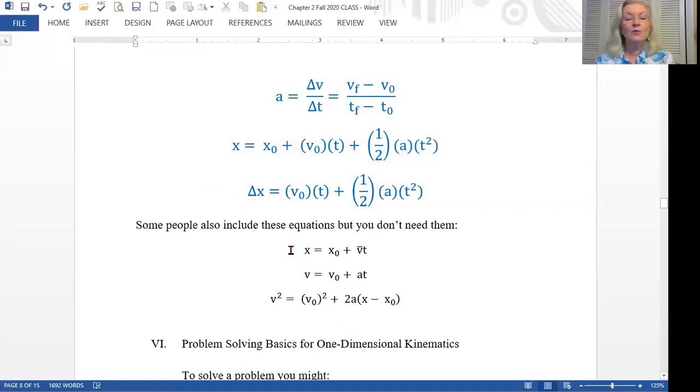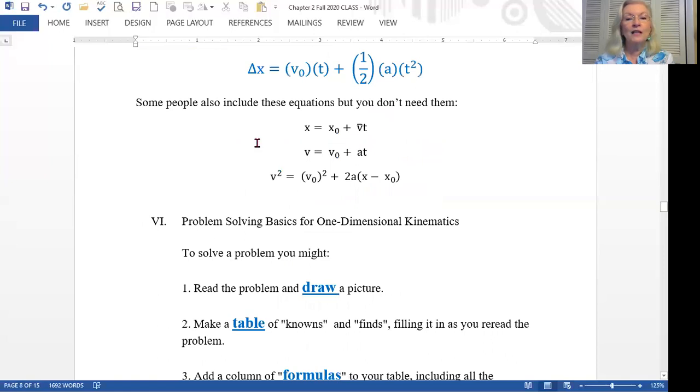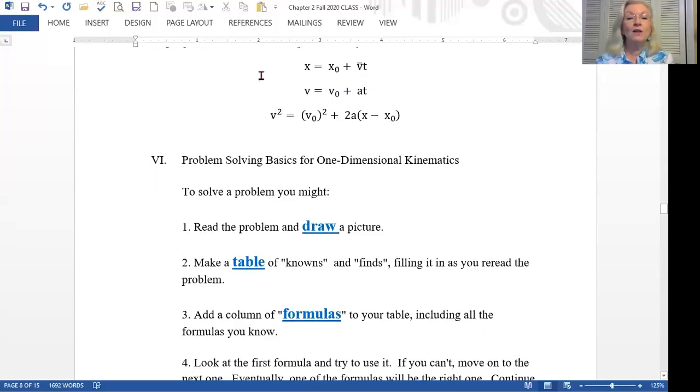Now, you really need to know 3 equations. You need to know delta x is v0t plus 1/2 at squared. You need to know that acceleration is v final minus v initial over t final minus t initial. And you need to know that delta x over delta t is v final plus v0 over 2. Those 3 equations. Some people include these 3, but it's really not necessary. They're all variations of those other 3, so it's really not necessary to remember them. You can if you want to, but it's not required.